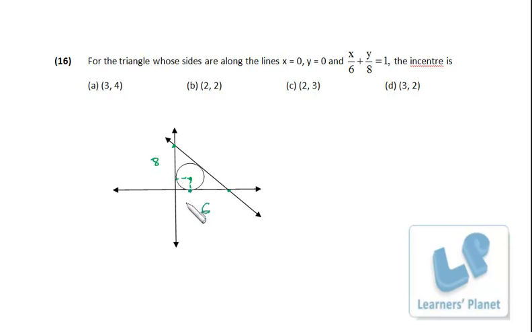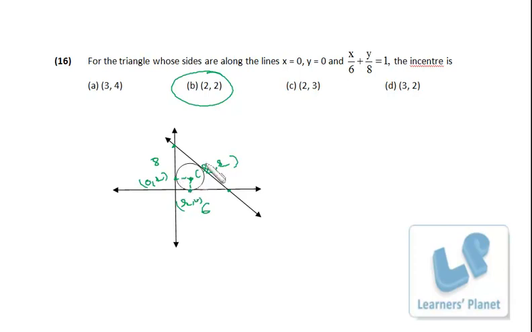Now the coordinate of this point is (r, 0), where r is the radius of the circle. The coordinate of this point is (0, r). Again, r is the radius of this circle, so this length and this length are equal. That means the coordinate of this point should be (r, r). That means the x coordinate and y coordinate of the in-center should be equal. So that's just one option there, that is this. Okay, so this is the correct answer. But further we'll discuss the concept.